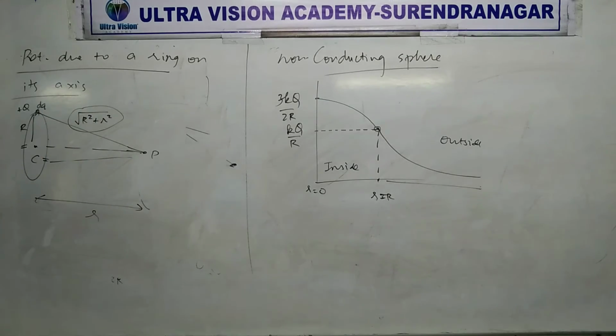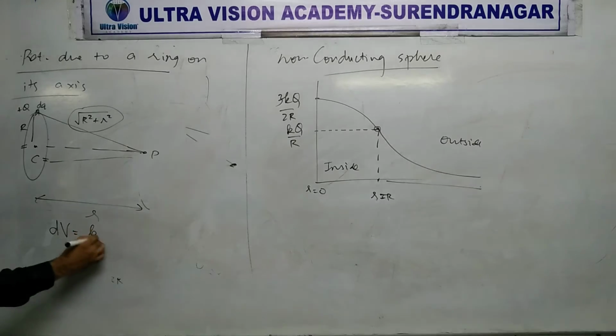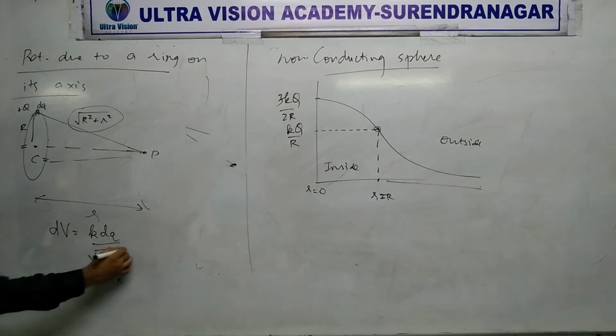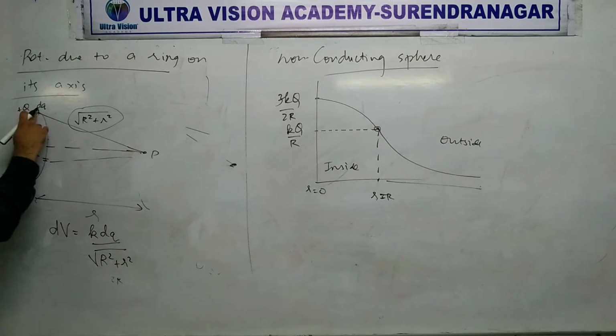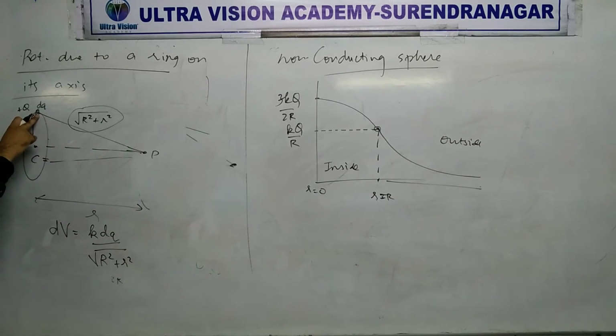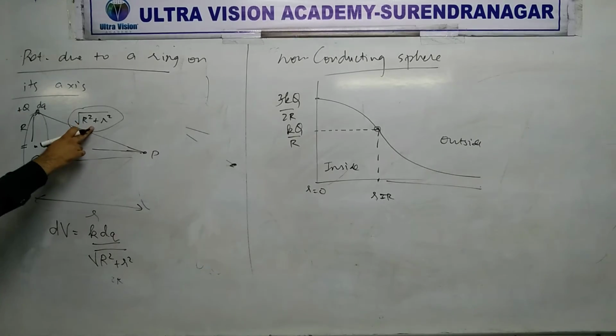Now, potential: scalar or vector? Scalar. Due to small dq charges, the potential is dV equal to k dq by under root R square plus r square. Clear or not? Small r is the distance of P from the charge. Got it?